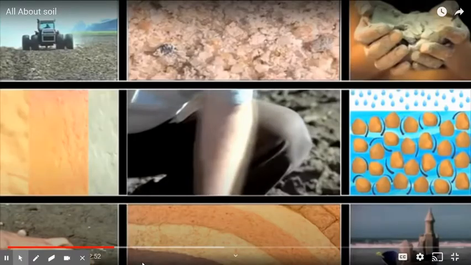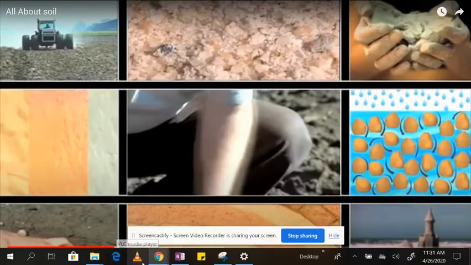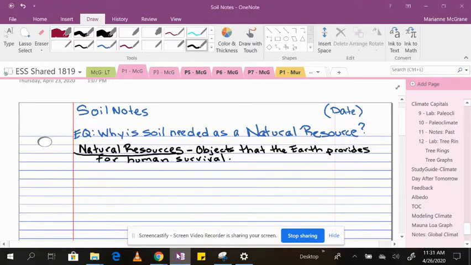Okay, let's go ahead and take some notes on what it is that we saw. All right, so let's go ahead and write down soil composition. Composition is a word that is used for what it is made of, okay? And there are 4 components to soil. The first one is going to be rock.